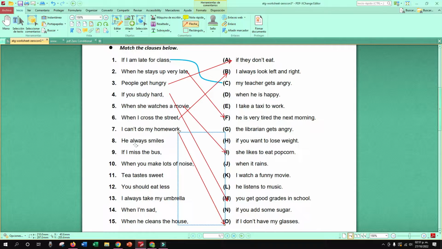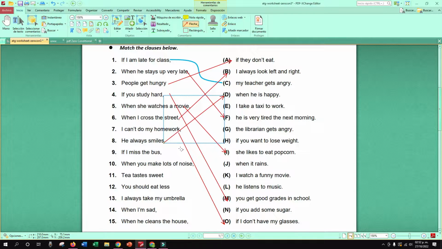Perfect. What about 8? He always smiles. He always smiles. This is easy, guys. Él siempre D. D, excellent, Mr. Cuellar. Perfect. He always smiles when he is happy. Very good. Nice, Mr. Cuellar.